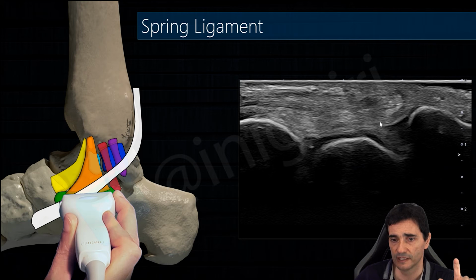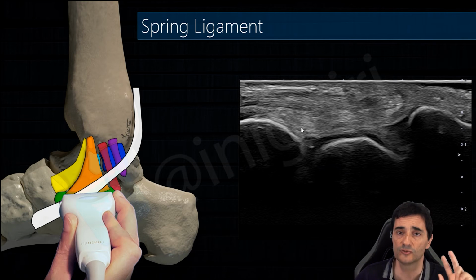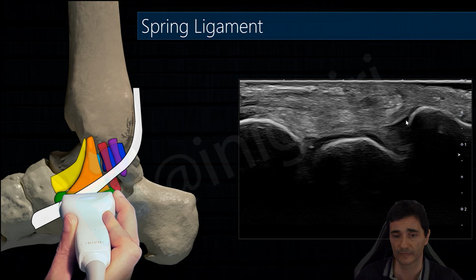You still can see the posterior tibialis in this oblique view, and this image with this fibrillar pattern is the superomedial component of the spring ligament here. Remember that this component usually has an articulation with the head of the talus here. So this is a good view of this component, and we can assess its integrity and if everything is okay.